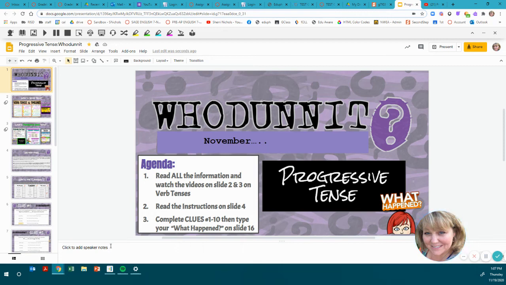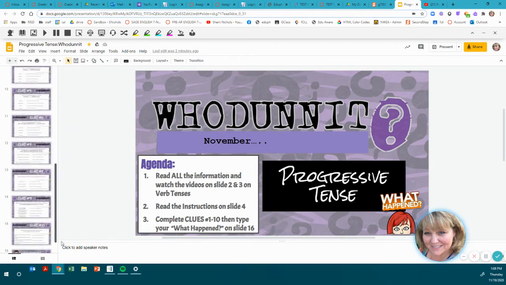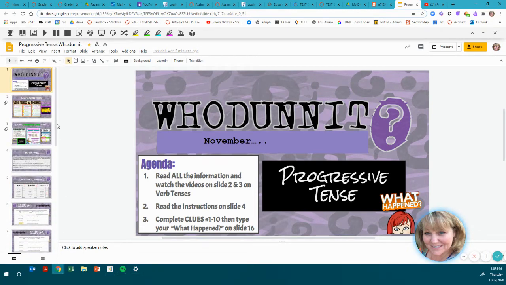Talk to you today about progressive tense. This is a whodunit. And for this assignment, what you want to do is read all the information and watch the videos on slides 2 and 3. And then read the instructions on slide 4. And then you're going to complete the clues 1 through 10, then type your what happened on slide 16. So let's look at this.